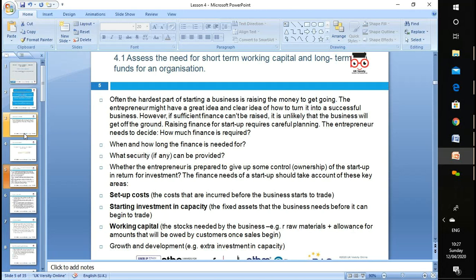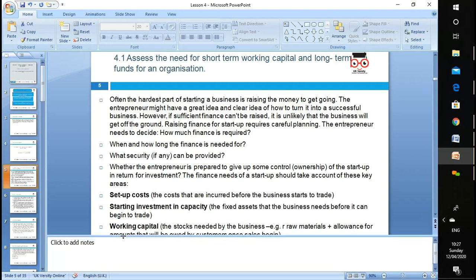So next, first 4.1. When we are looking at the sources of finance, before deciding the sources of finance, it's good to know the types of ownership. Do you know the types of ownership? If you want to start a business, you can be a sole trader. You can start as a partnership. You can start as a limited company, and a company can be private limited or public limited.